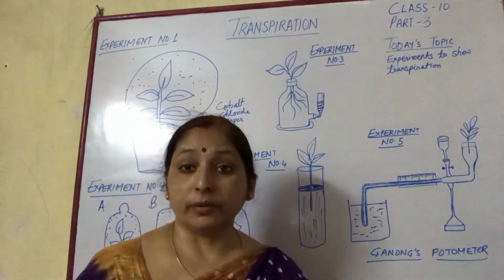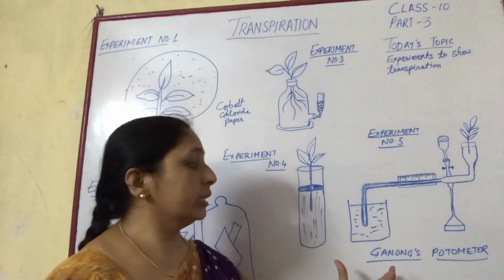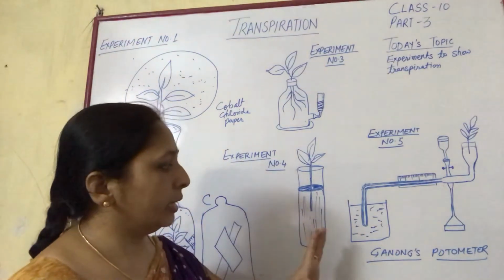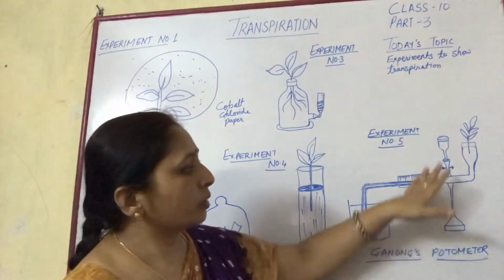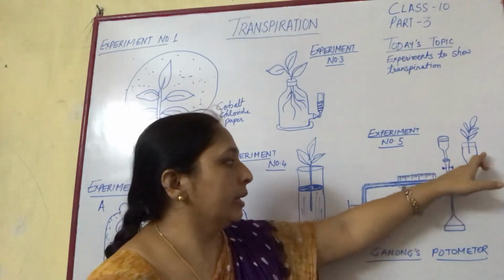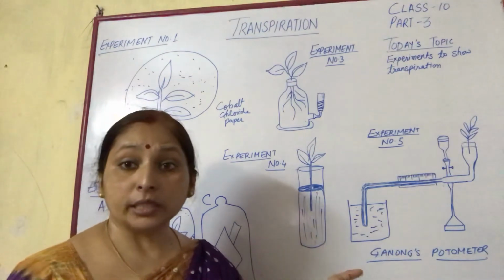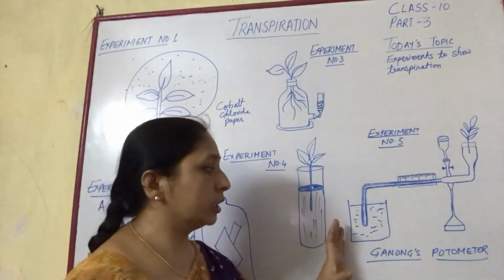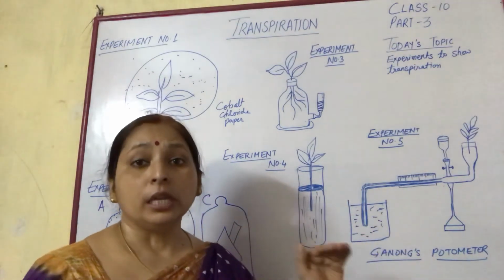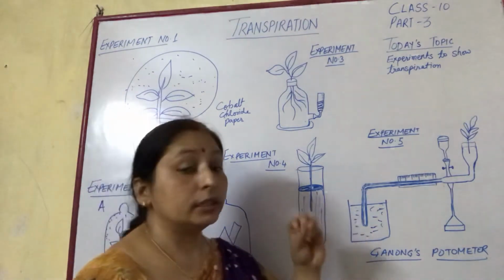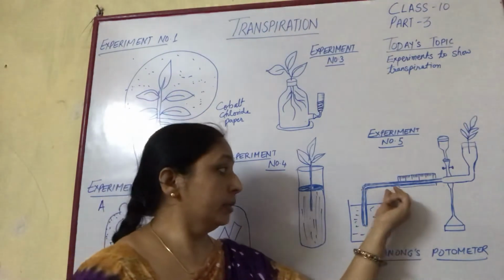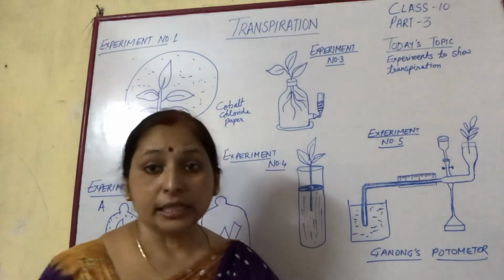Next is experiment number 5. The apparatus is the Ganong potometer. In the Ganong potometer, the apparatus is completely watertight because of the cork present on the reservoir, and the apparatus is filled with pink colored water, or colored water, because the movement of the air bubble in this colored water can be easily detected.